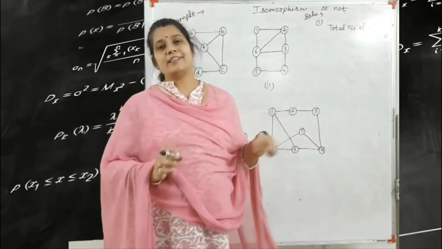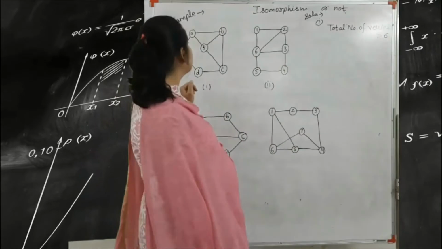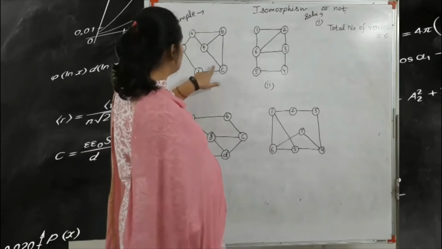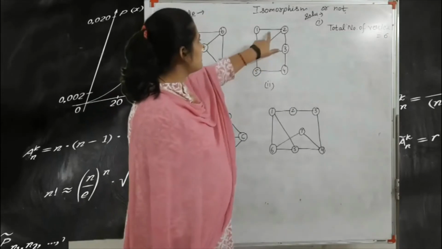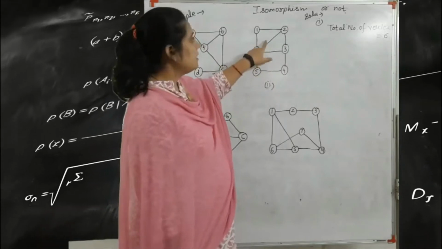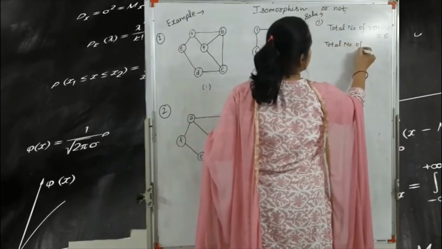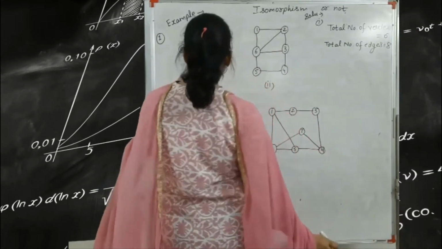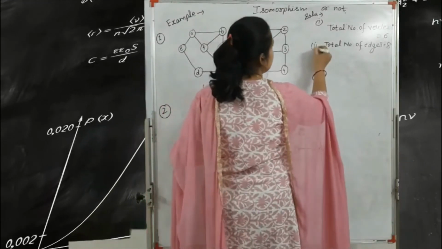But we check here the second condition. So what is the second condition? Number of edges. Okay, so here we find out the number of edges. 1, 2, 3, 4, 5, 6, 7, 8. Okay, here the number of edges is 1, 2, 3, 4, 5, 6, 7, 8. So the total number of edges is equal to 8. Okay, the total number of edges is equal to 8. This is the second condition, that means the second condition is also satisfied.